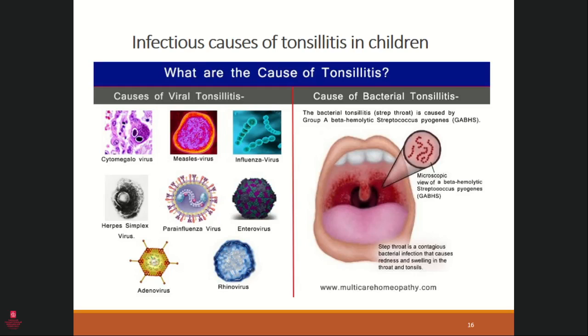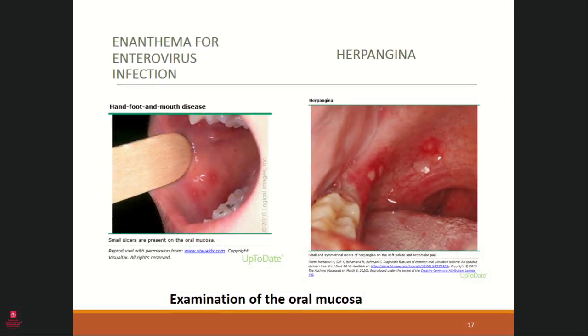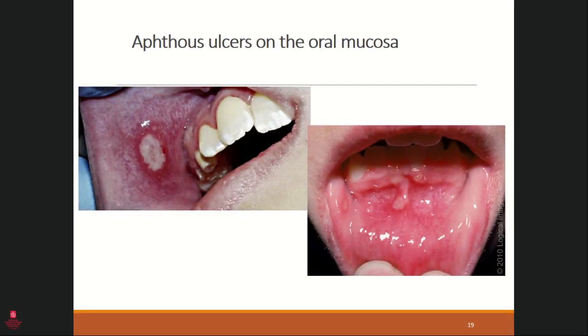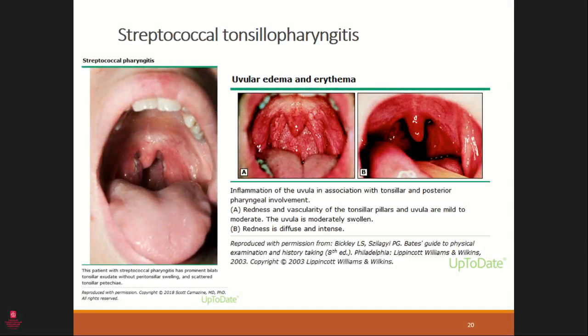The causative agent of a real bacterial tonsillitis is group A beta-hemolytic streptococcus, which does not occur in children at this age, so they do not have a real tonsillitis. The slide shows the mucous membrane that we can see with acute respiratory infections, for example with enterovirus infections, oral candidiasis, aphthous ulcers, and, for example, streptococcal tonsillopharyngitis.